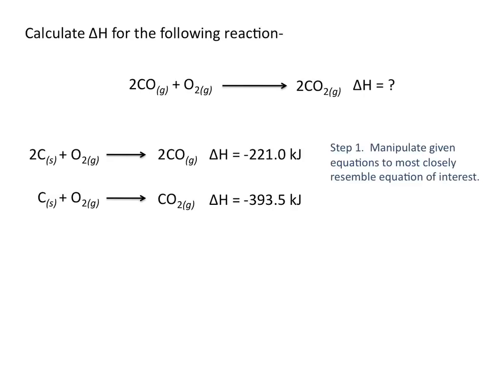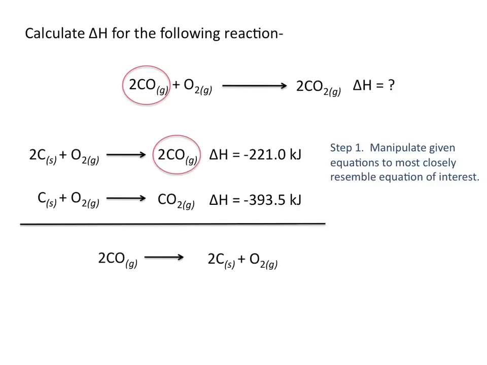So the first step to do this is to manipulate the given equations so that they most closely resemble the equation of interest. So let's look at our first equation. In the reaction of interest, carbon monoxide is on the reactant side. And of the two equations given below, you only see carbon monoxide in one of these equations, and it's on the product side. So what we're going to need to do is to flip this equation around so that carbon monoxide is on the reactant side. So we'll write the equation below, except we'll flip it around.